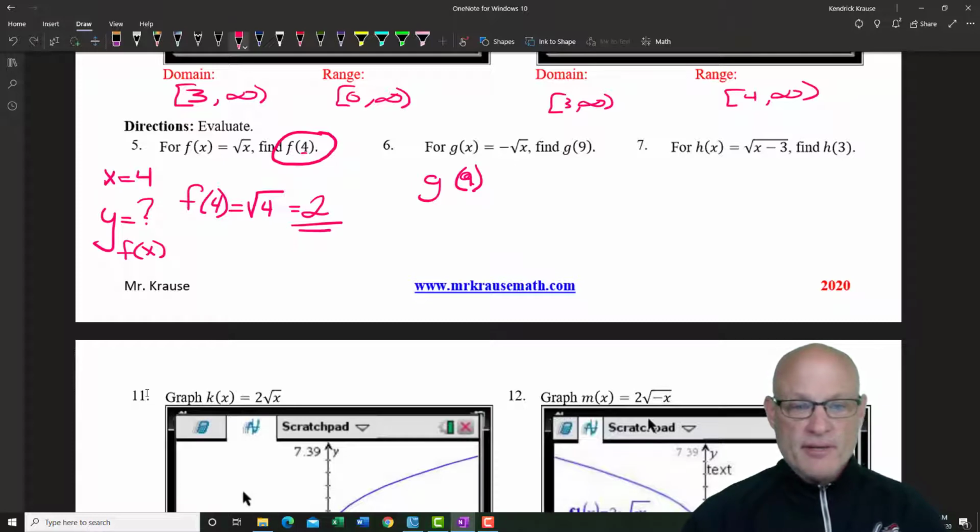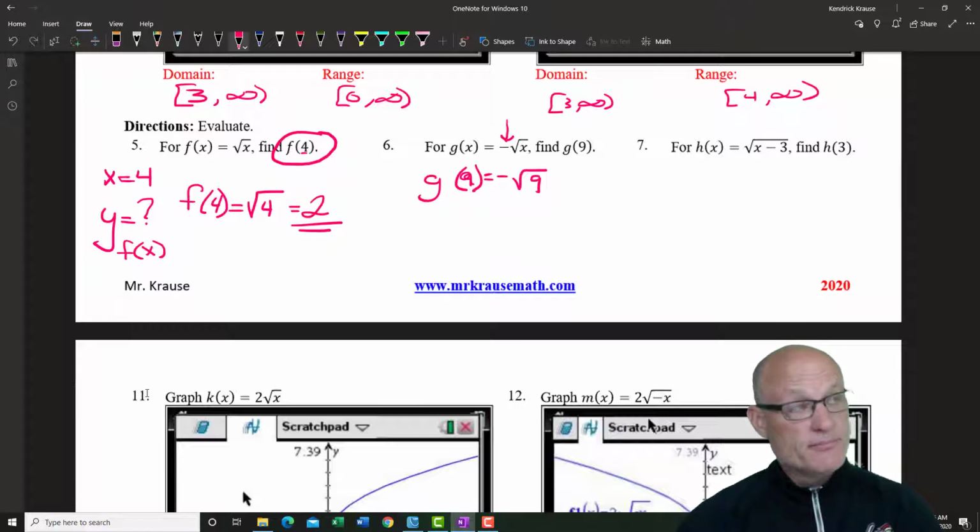G of 9, 2 numbers I have a hard time making. I don't know why. G of 9 is equal to, now wait a second, we got this negative in the front, so we don't want to forget about that. Negative square root of 9. Well, everybody knows the square root of 9 is 3. Okay, not everybody. Most people know that. So if the square root of 9 is 3, then we got the negative. The answer is negative 3.